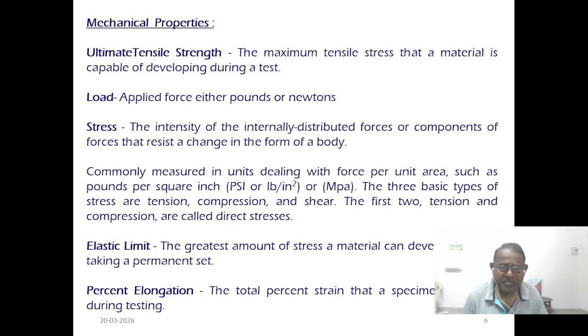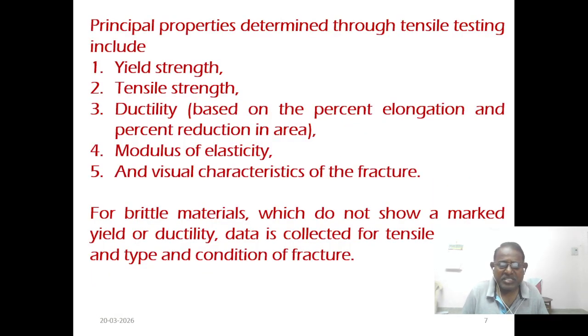The three basic types of stresses are tension, compression, and shear. The first two, tension and compression, are called direct stresses. Another term is elastic limit: the greatest amount of stress the material can develop without taking a permanent set is called the elastic limit. Percentage elongation is the total percentage of strain that a specimen developed during the tensile test. The principal properties that can be determined through tensile testing include yield strength, tensile strength, ductility based on the percentage elongation and percentage reduction in cross-sectional area, modulus of elasticity, and visual characteristics of the fracture.